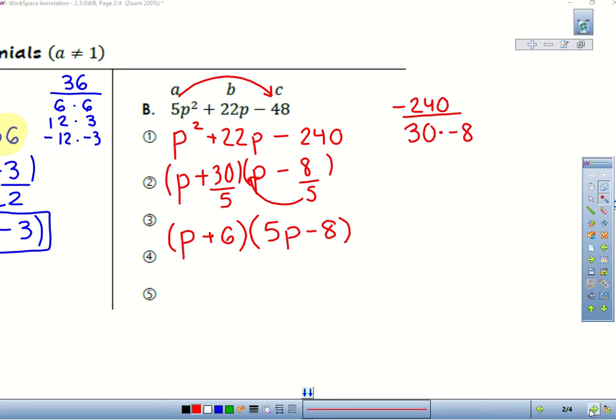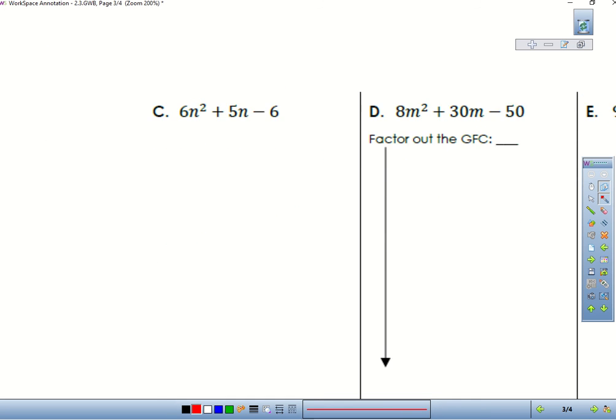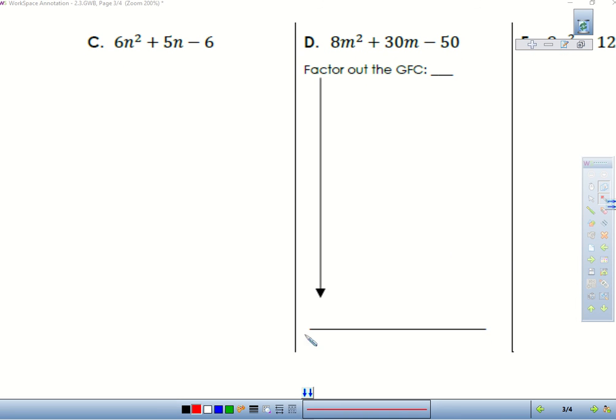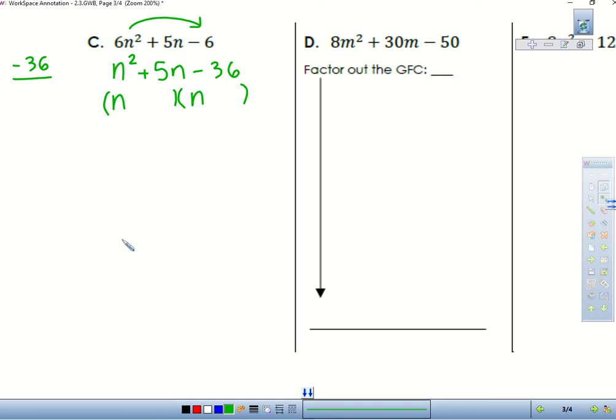So let's go ahead and try C. The first thing we check for is, is there a GCF? No, there is not, so we're going to proceed with the AC method. n squared plus 5n minus 36. We're looking for factors of what that add up to what? Negative 36 that add up to 5. Anyone have any ideas of factors of negative 36 that would add up to 5?